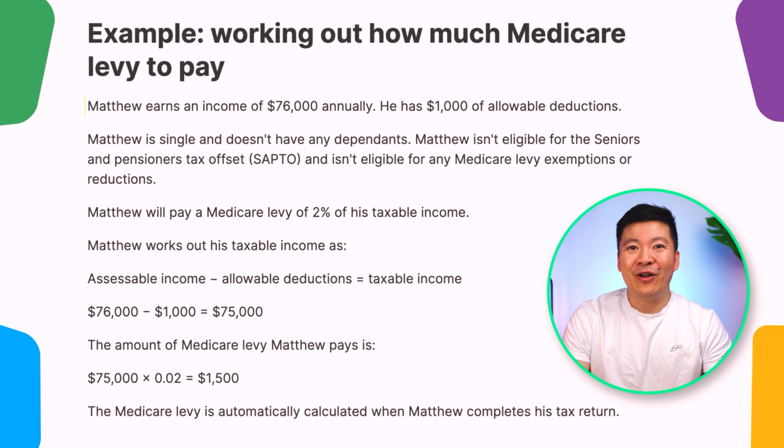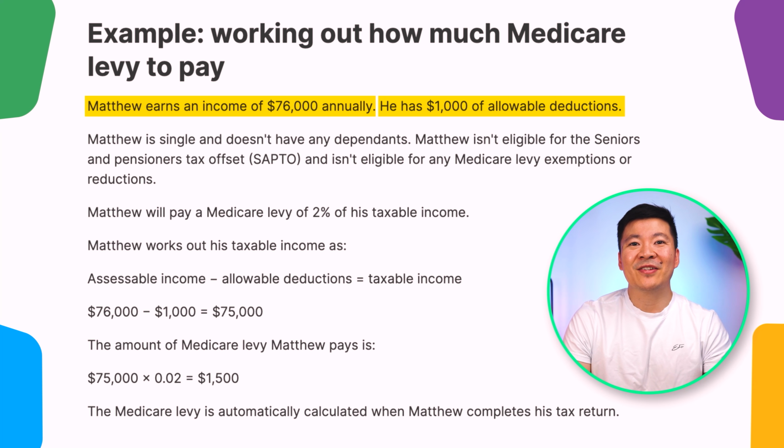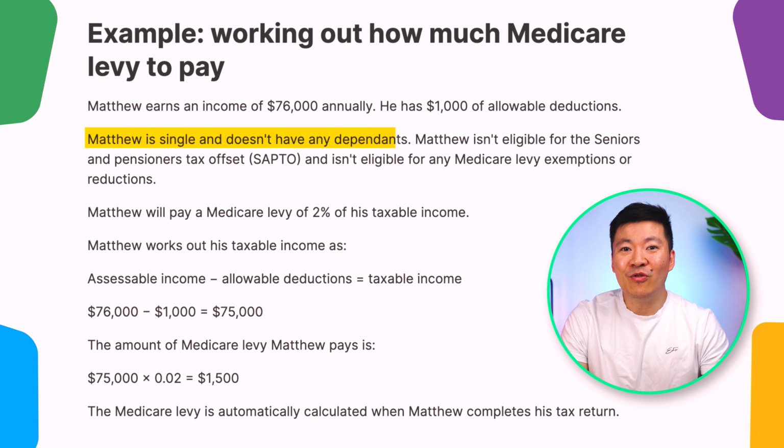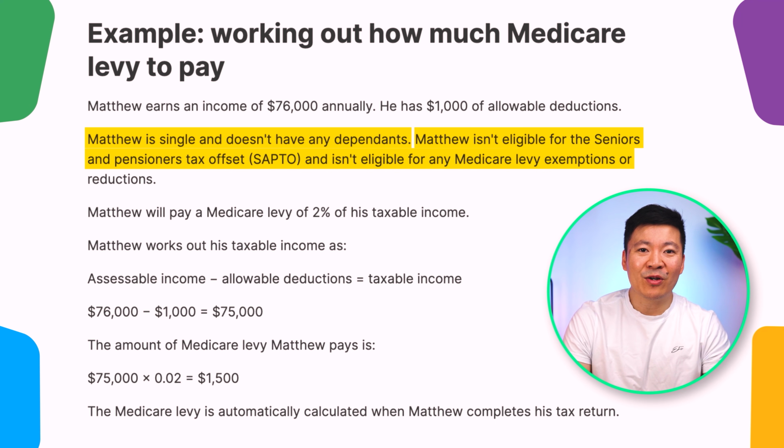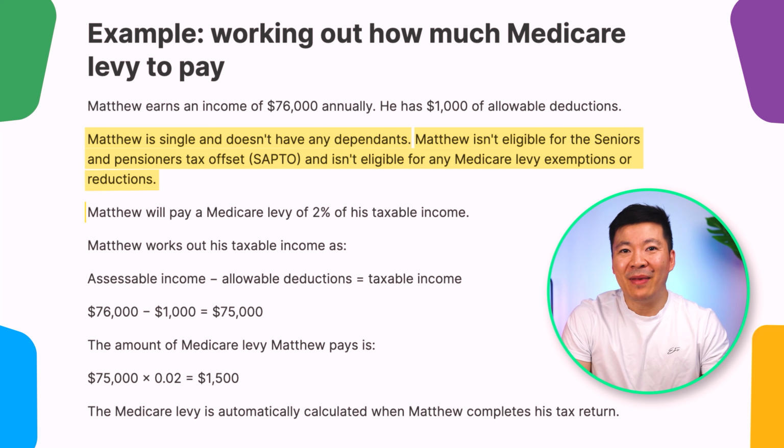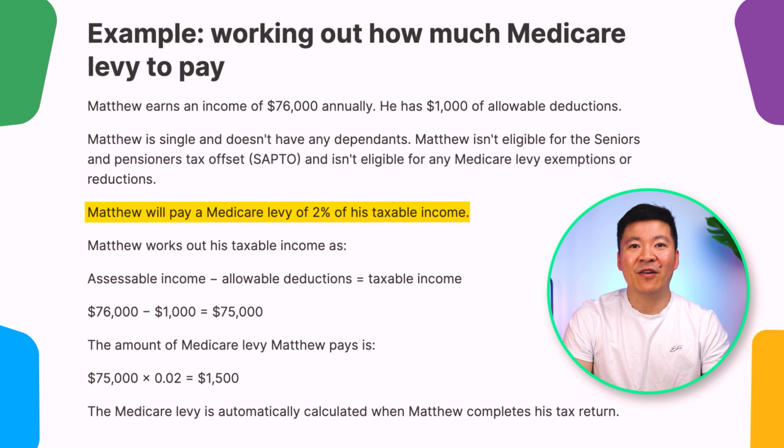For example, our friend Matthew earns $76,000 per year. He has $1,000 of allowable deductions he wants to claim this year. Matthew is single and does not have any dependents. Matthew is not eligible for any Medicare levy exemptions or reductions. So all these things considered, Matthew will pay a Medicare levy of 2% of his taxable income.